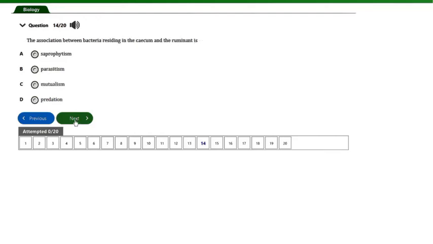So let's look at the next question. Question number 14. So we said the association between bacteria residing in the cecum and the ruminant is A.